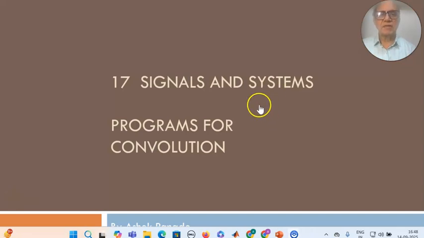So in this session on signals and systems, we are going to study how to write a MATLAB program for calculating convolution. So far, we have seen how to analytically solve the convolution problem. Now we shall see how to numerically solve it by writing a MATLAB program. So let us start.